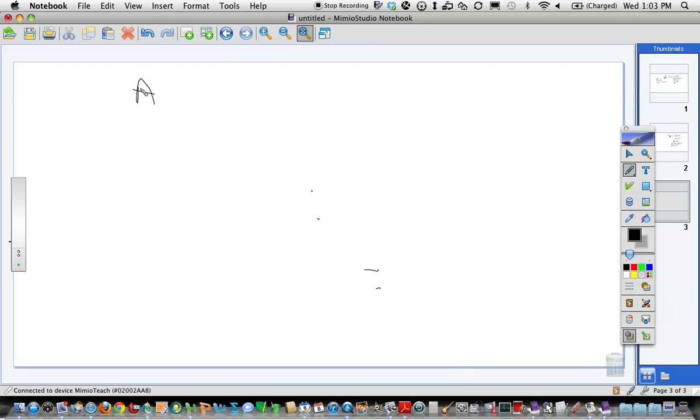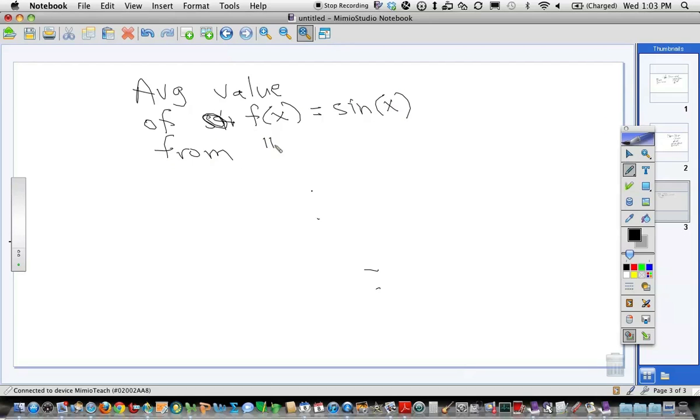All right. Find the average value of f of x equals sine x from pi halves to 2 pi. That's the problem. Find the average value. So whenever you have a function and it talks about finding the average value of that function, this kicks in this thought of this formula.